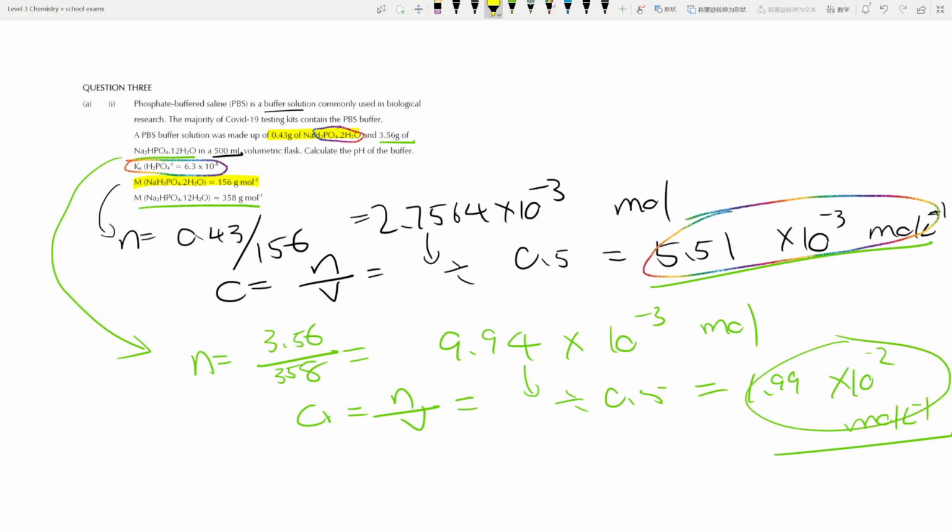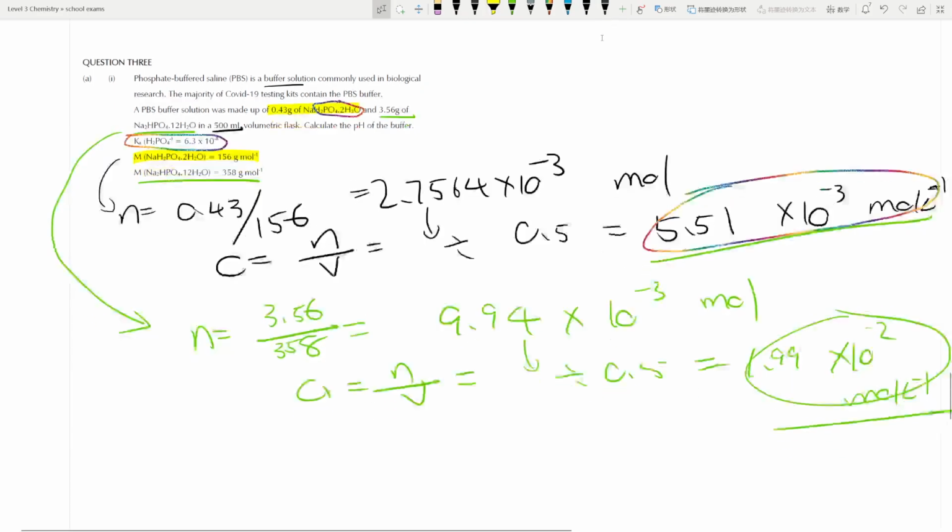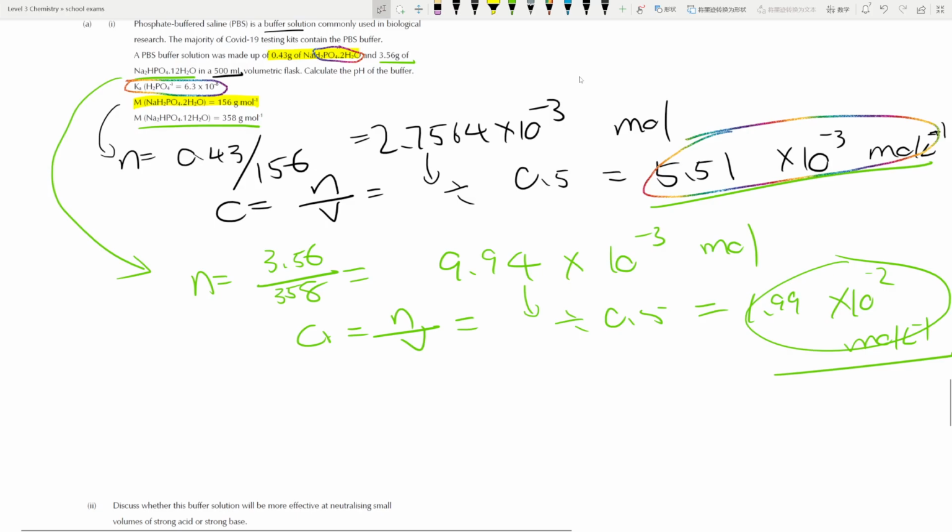Okay, so what is the buffer pH calculation? Buffer pH equals pKa plus log base over acid.